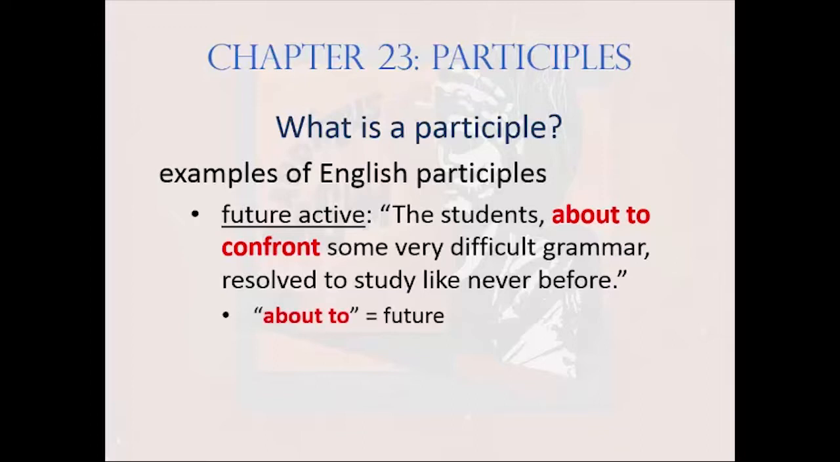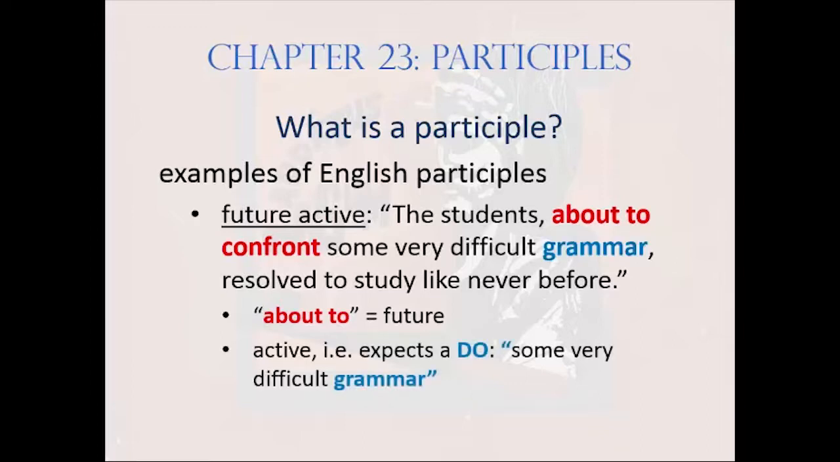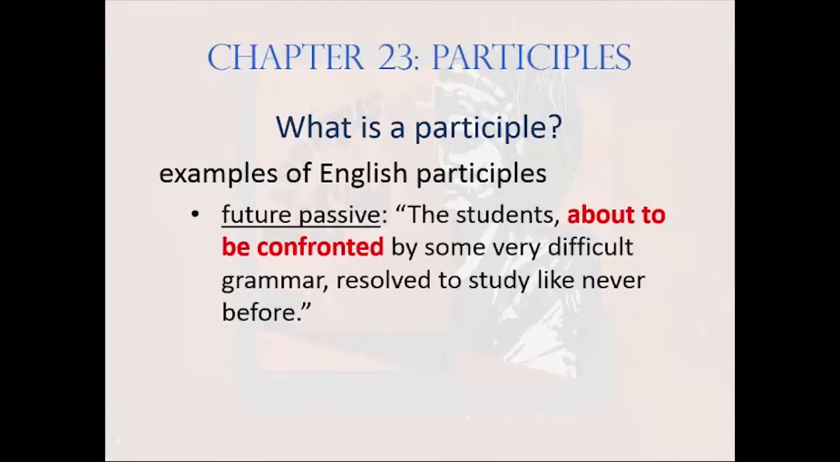The about to tense marker indicates that the action of the verb confront will take place in the future, and the lack of a verb to be shows that the participle is active and will expect a direct object. Here, some very difficult grammar. Future participles can be passive as well. For instance, the students, about to be confronted by some very difficult grammar, resolved to study like never before.